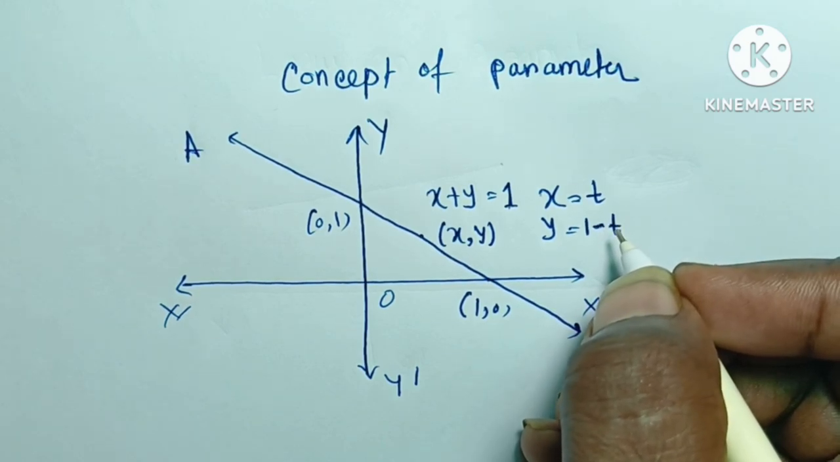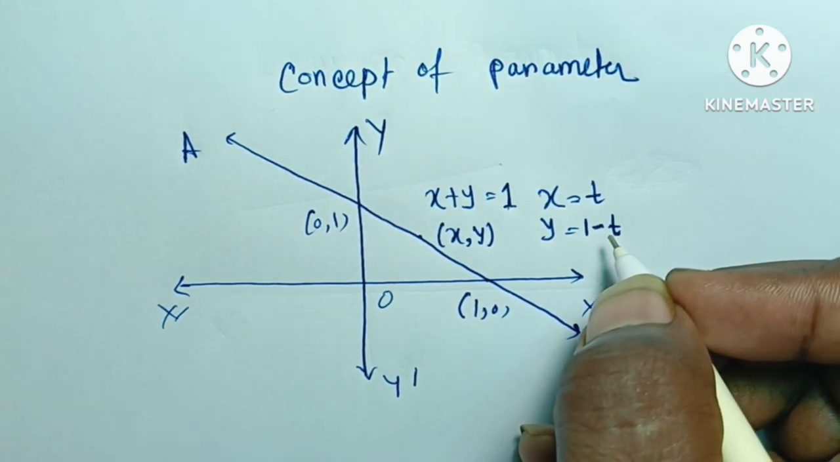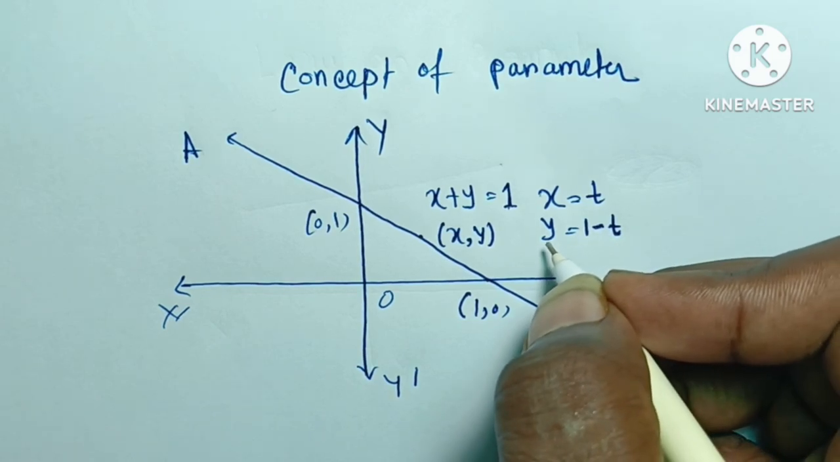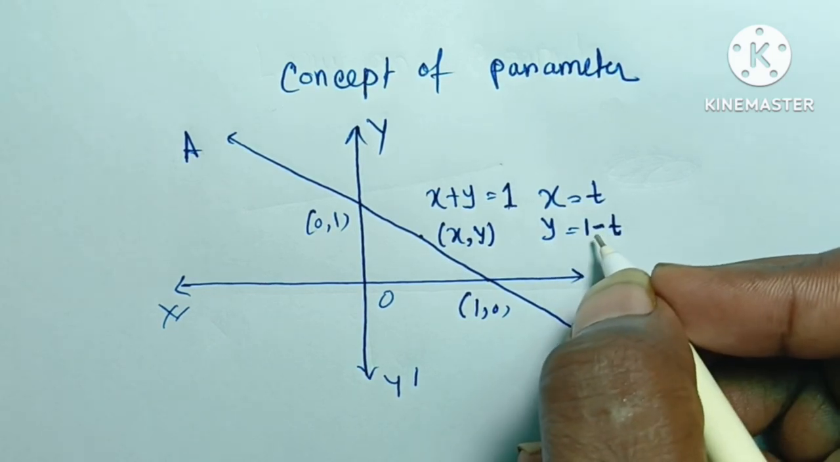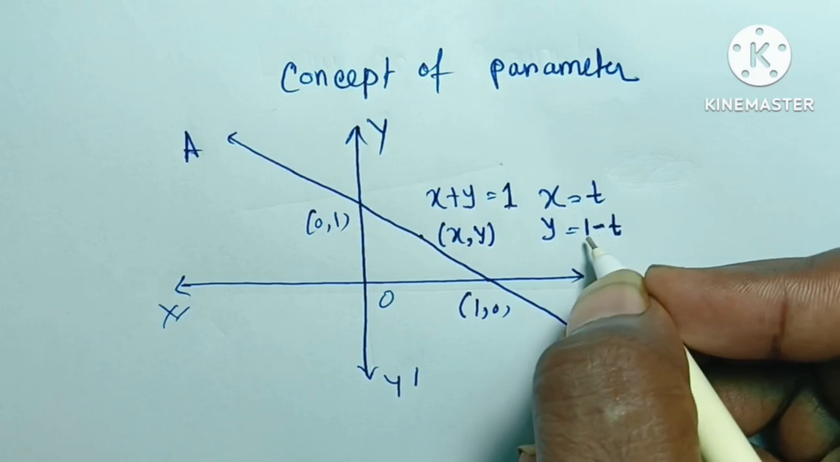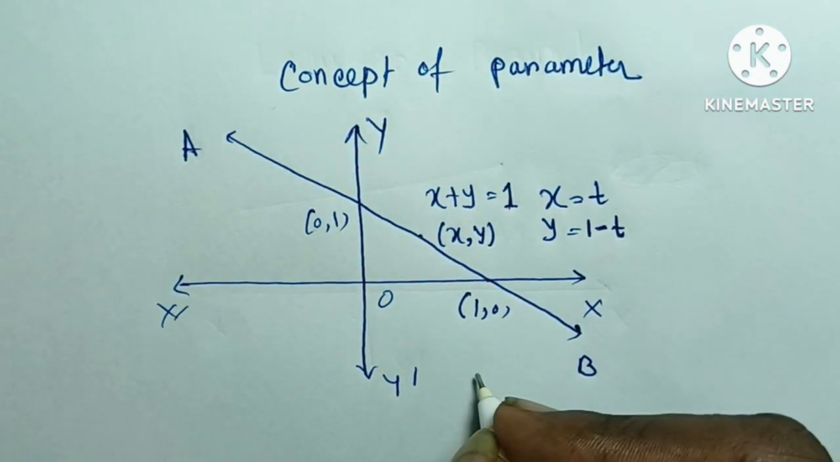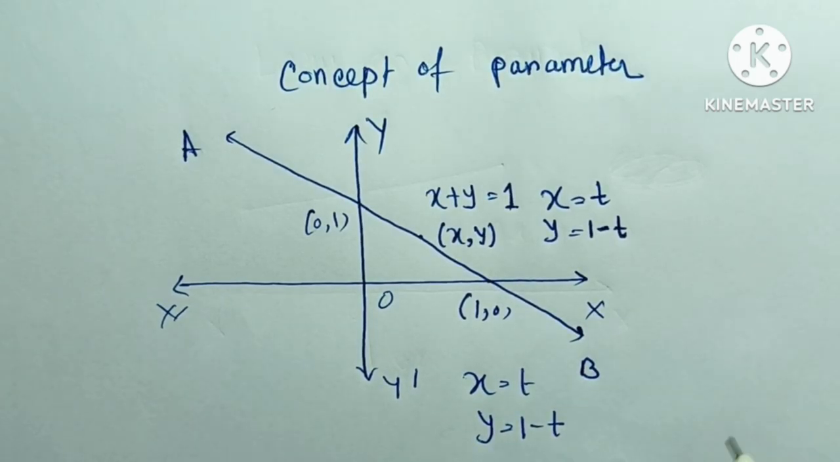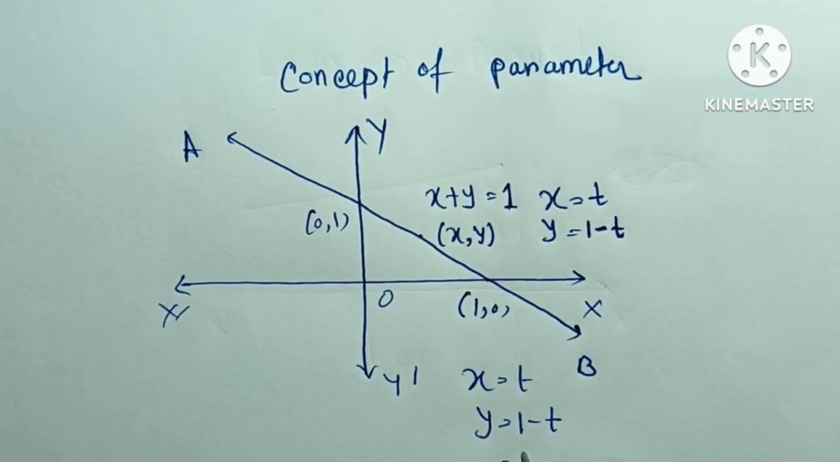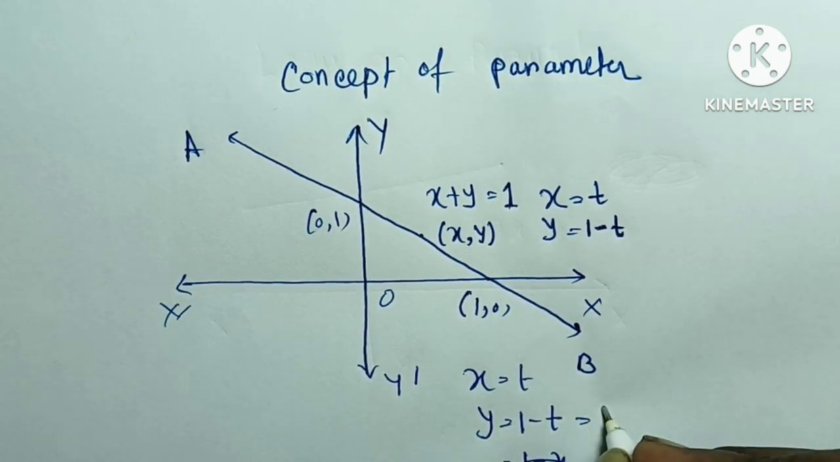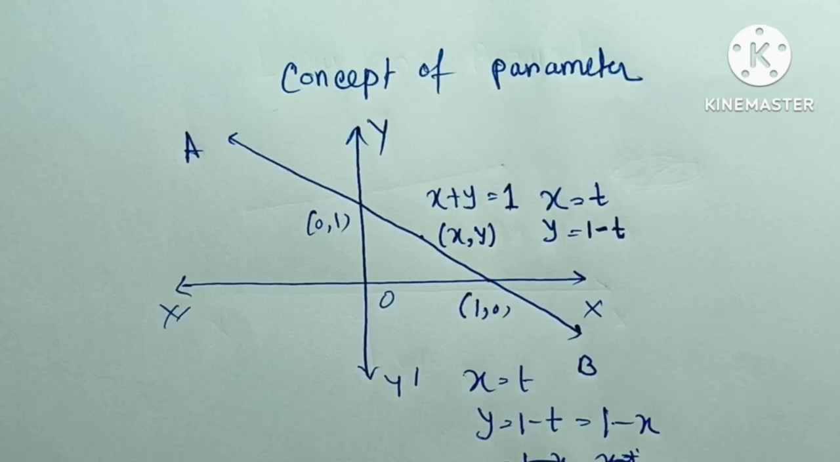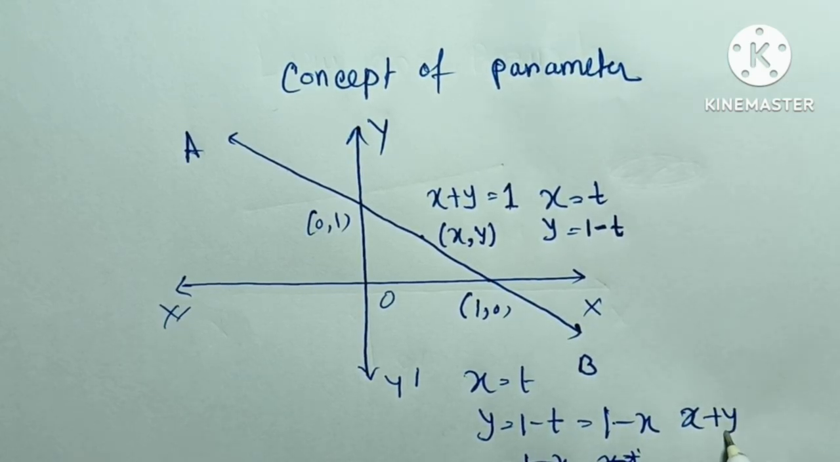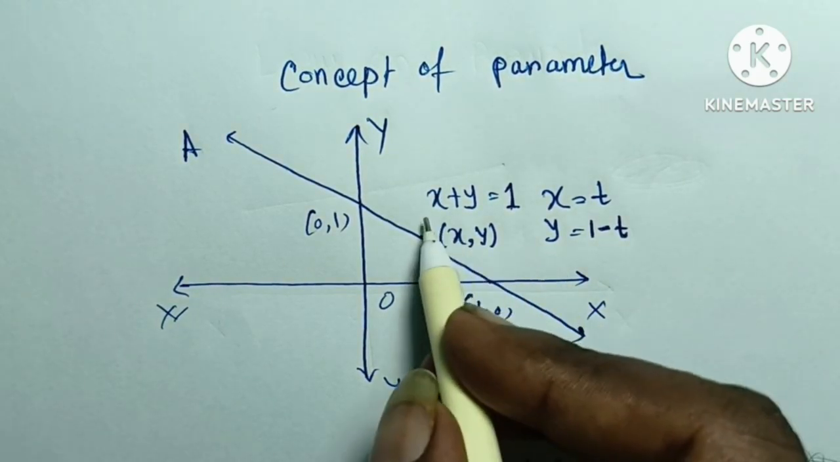If we eliminate the parameter, then we get the equation of the locus of the point. Suppose we eliminate the parameter: we have x equal to t, y equal to 1 minus t. If we put the value of t, that is x, here, y is 1 minus x. So x plus y equal to 1. See, we get this equation back.